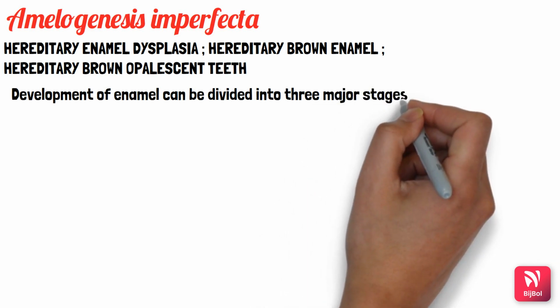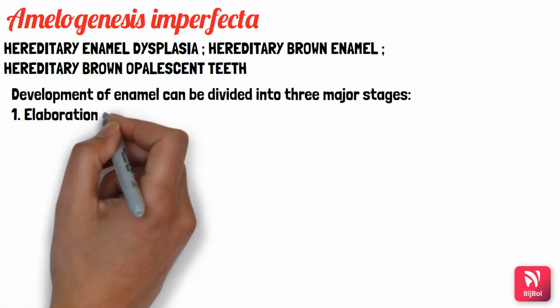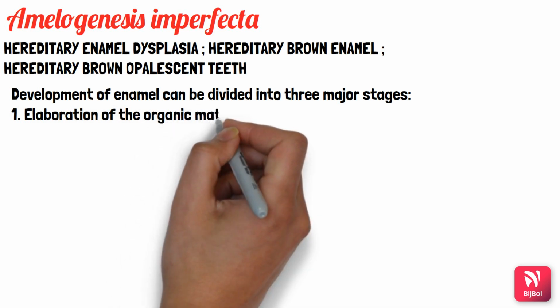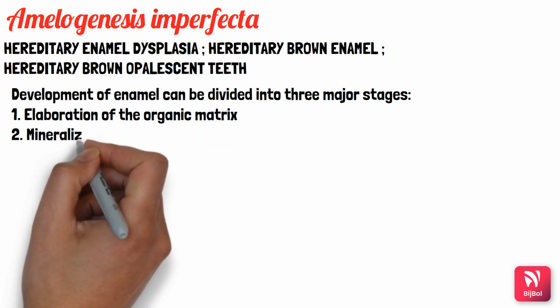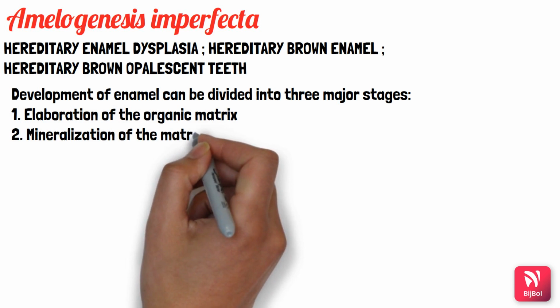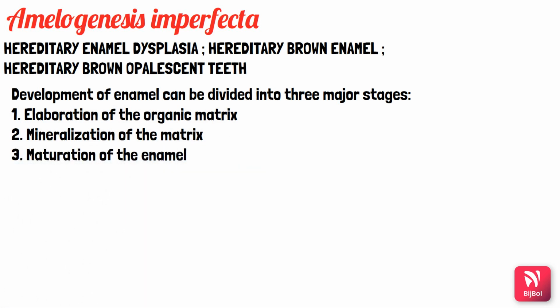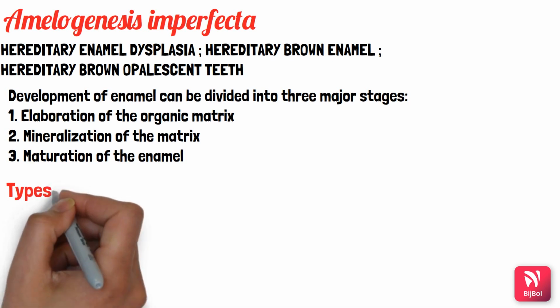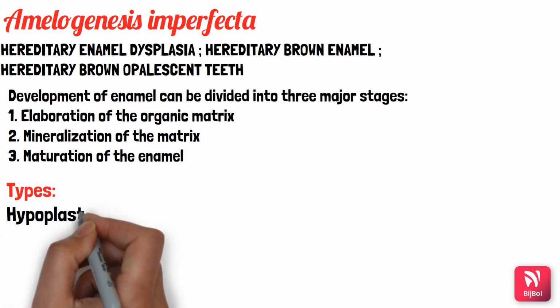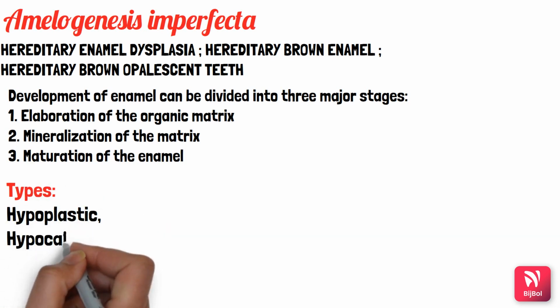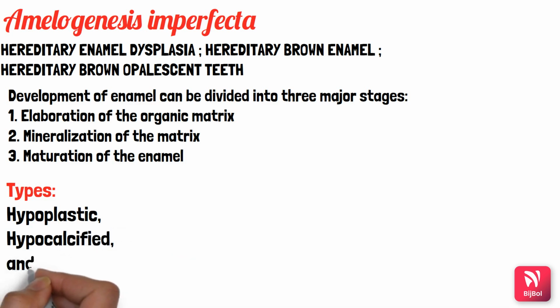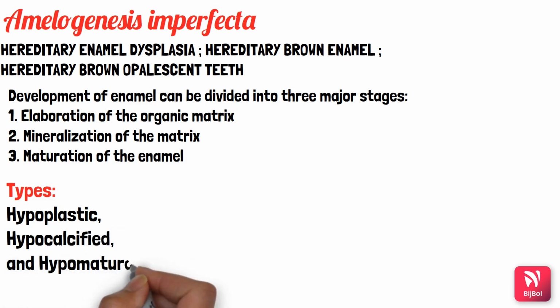The development of enamel can be studied under three major headings: elaboration of the organic matrix, followed by mineralization of this matrix, and then maturation of the matrix. If there is any disturbance in any of these three major stages, it can result in different types of amelogenesis imperfecta, like hypoplastic amelogenesis imperfecta, hypocalcified amelogenesis imperfecta, and hypomaturative amelogenesis imperfecta.